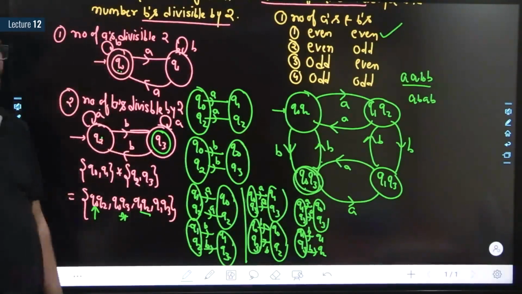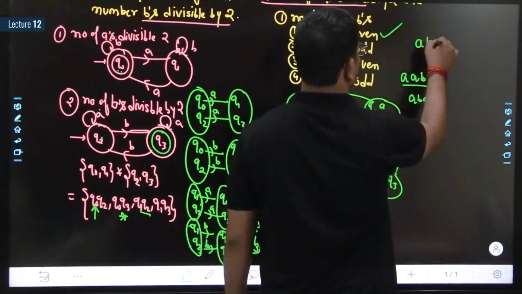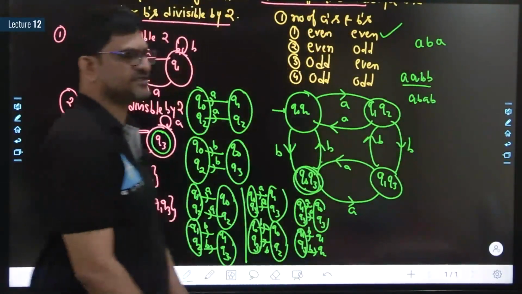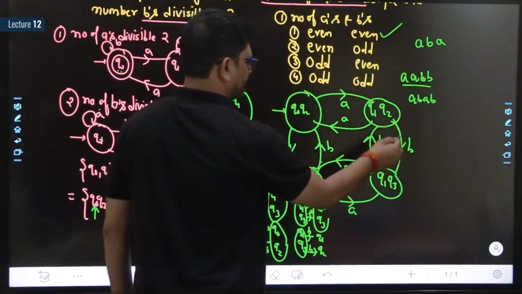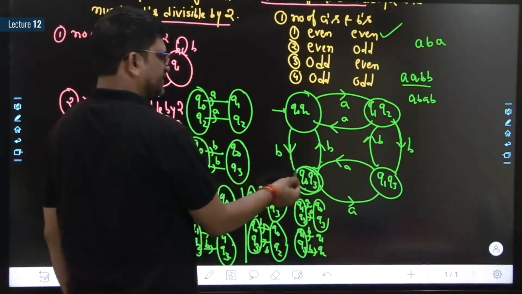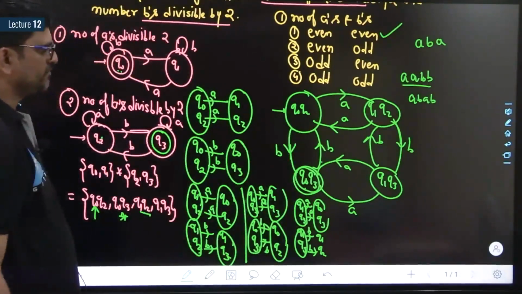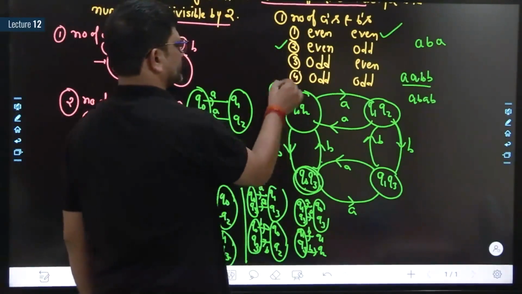Number of A's are even and number of B's are odd. For example, A, B, A. Check whether this string is accepted or not. A, B, A is accepted. Single B is accepted. Clear? So this is for the second question.